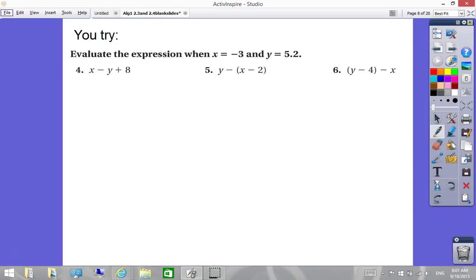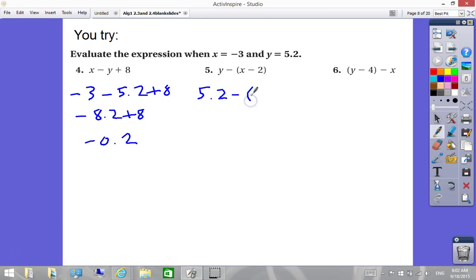The answers should have been negative 0.2, 10.2, 4.2. Those are the right answers. When you substitute for x and y, the first becomes negative 3 minus 5.2 plus 8, which is negative 8.2 plus 8, negative 0.2. This one will be 5.2 minus negative 3 minus 2.